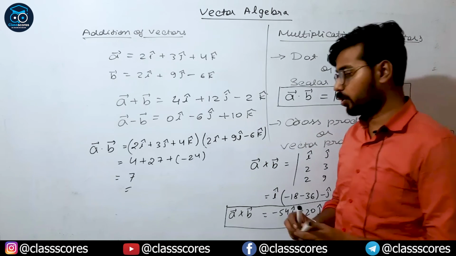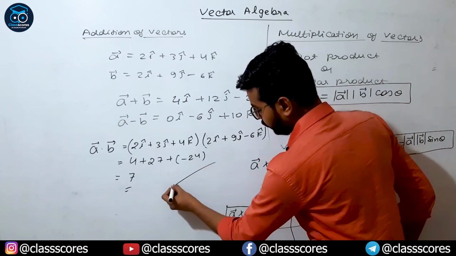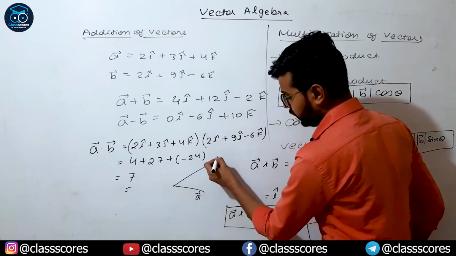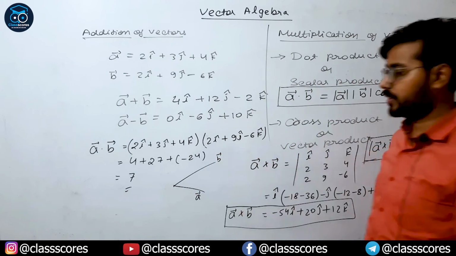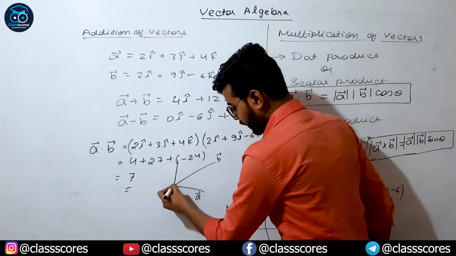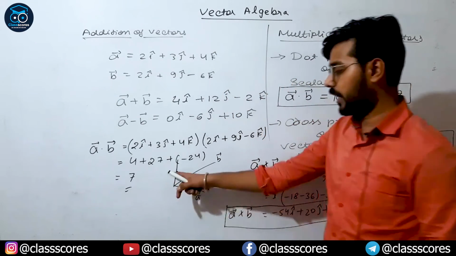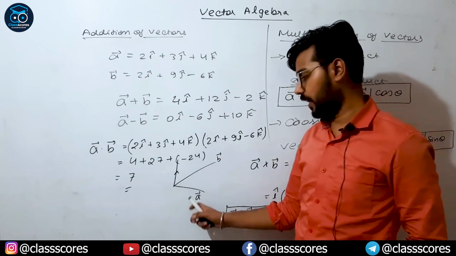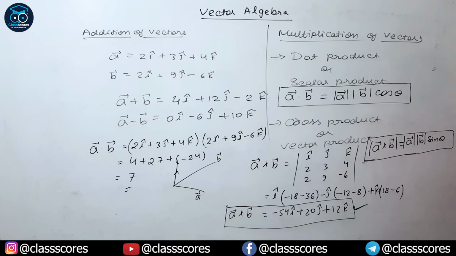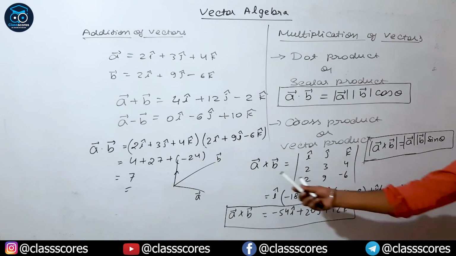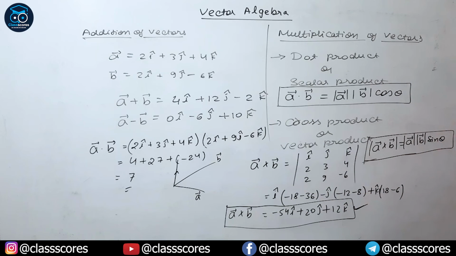Cross product always gives you the perpendicular. Suppose this is A vector, this is B vector. If we do the cross product of both vectors, what do we get? We get this vector, the line which is perpendicular to A as well as B. This vector is perpendicular to A vector and B vector.